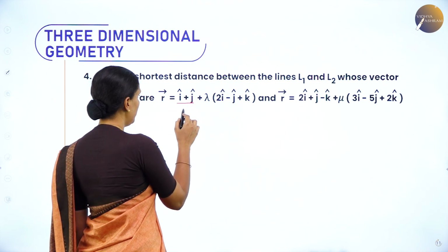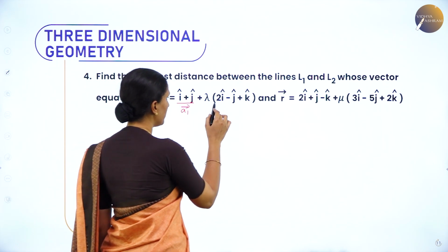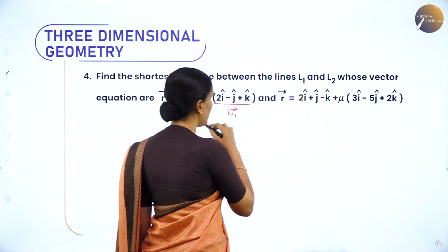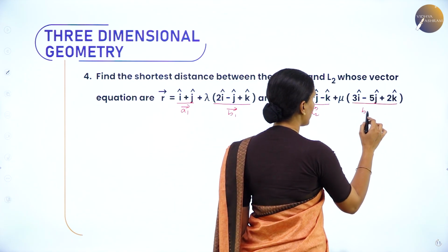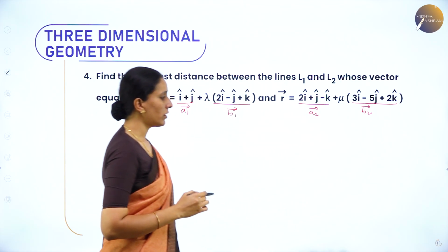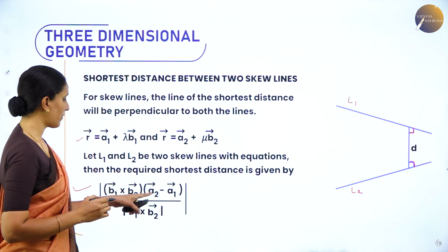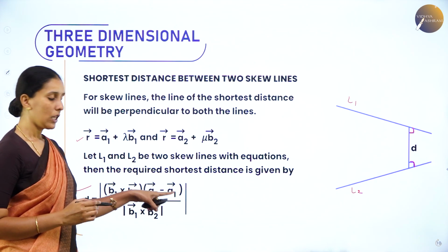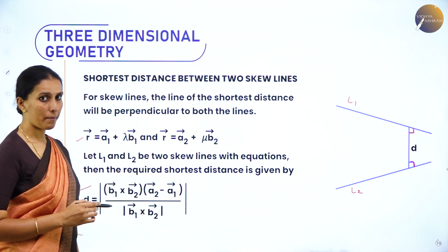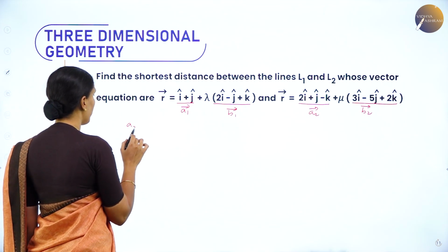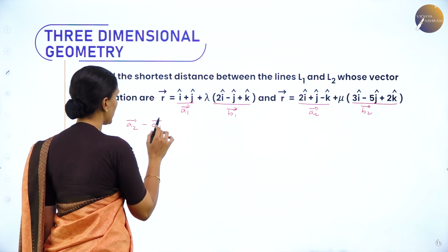Let this be vector A1 and let this be vector B1. This is vector A2 and this is vector B2. According to the formula, we need to first find A2 minus A1. Then we need to take the cross product of B1 and B2 along with their magnitude. Let's find vector A2 minus vector A1.